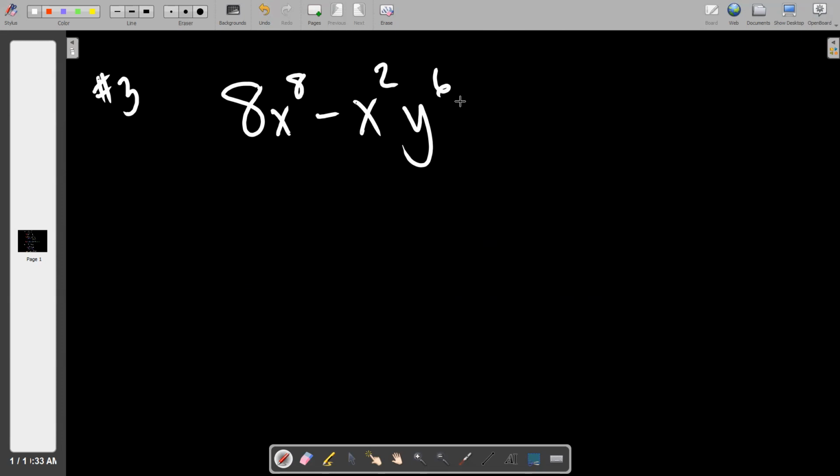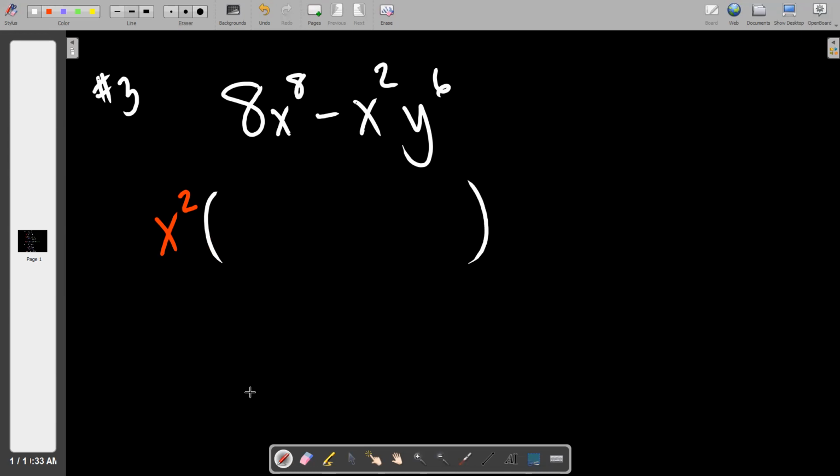So your job is to be able to look at this and say, what do they have in common? They do not have a number in common. So 8 is flying solo here, but they do both have x squared to give. You cannot pull out a y if they both don't have it. So I'm going to pull out every little ounce that I can. I'm going to pull out x squared, and then I'm going to reconstruct the problem.